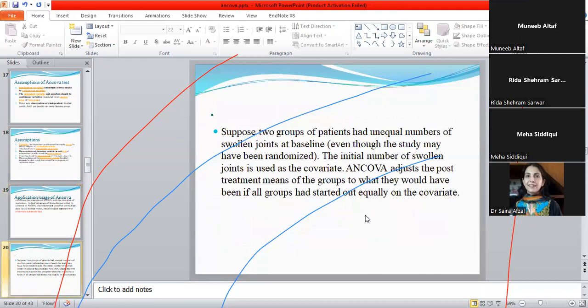Suppose groups of patients have an unequal number of swollen joints at the baseline, even though the study may have been randomized. The initial number of swollen joints is used as a covariate. So ANCOVA adjusts the post-treatment mean of the group to what they would have been if all groups had started out equally on the covariate.